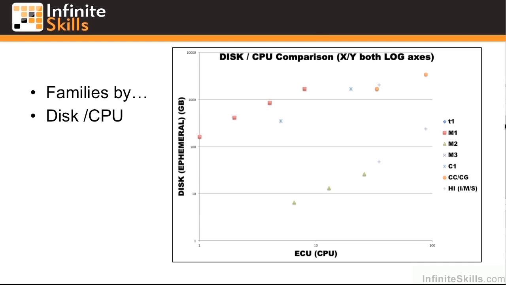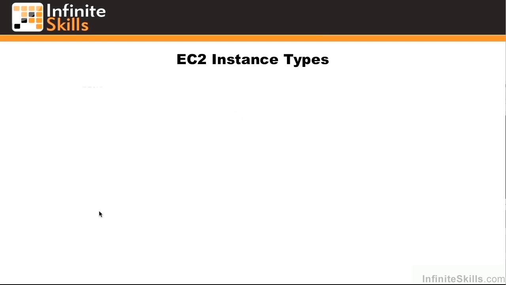There's also families by disk and CPU. And here you can see that we have disk on the vertical graph. Again, this is a log graph. And you can see that some of these machines come with very high amounts of disk. In this case, the CC or GCs come with much more disk than the T1s, which don't even appear on the graph because they don't have ephemeral disk.